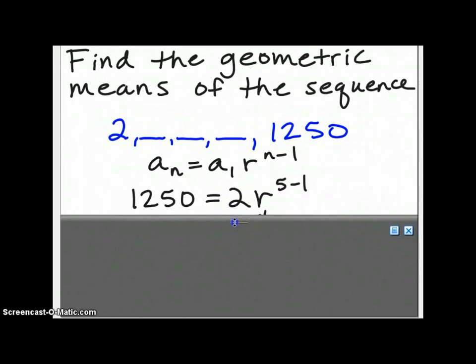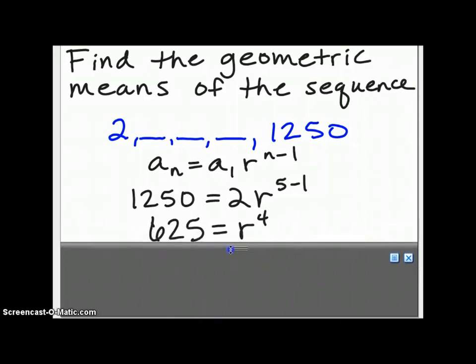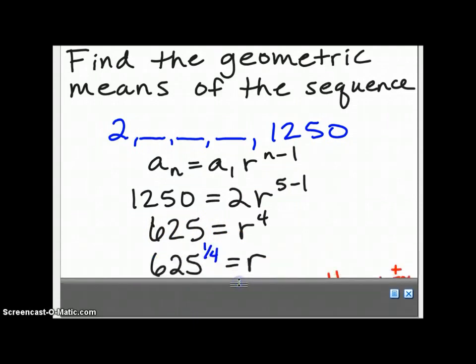So we have 1,250 equal to 2, our first term, times r to the 5 minus 1, since we do not know the ratio. So we have r to the fourth equal to 625. To get rid of this fourth power, we could do several things. Let's think of it as raising all of this to the 1/4 power. Using those power rules, 1/4 times 4 would get us to a single r. So we will do that 1/4 power to 625. Here we go: 625 to the 1/4 power equal to our single r.